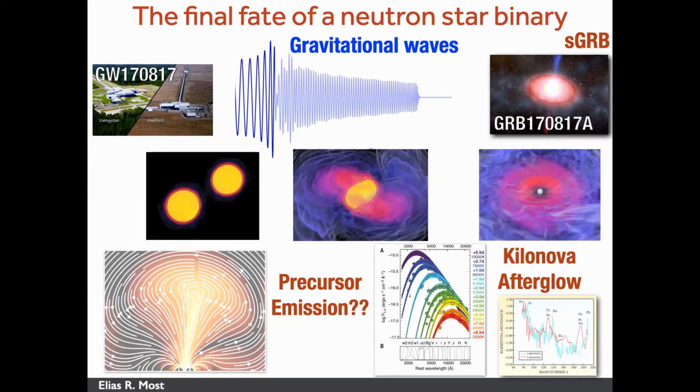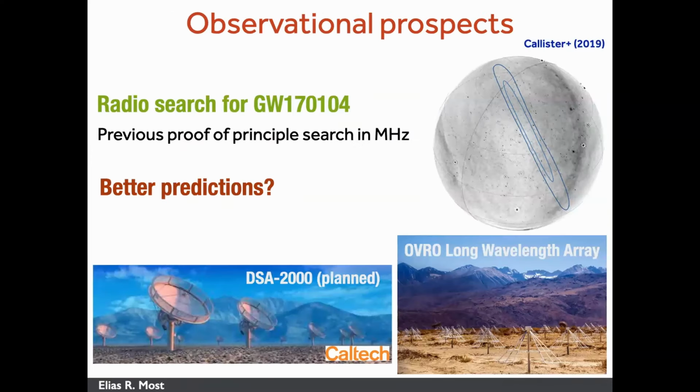What is the thing that you expect? Actually, they've already tried to do this. There was a proof of principle search for GW170104. It's actually a black hole binary, so you don't expect much to happen, but you can at least check if the entire pipeline works. This was done at the Owens Valley Long Wavelength Array in Greg Hallinan's group.